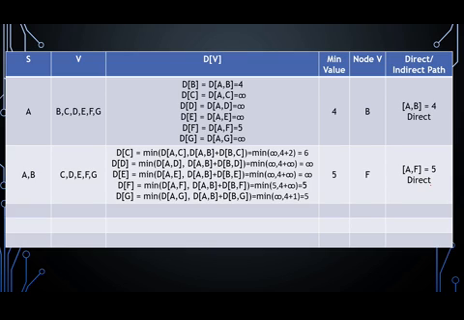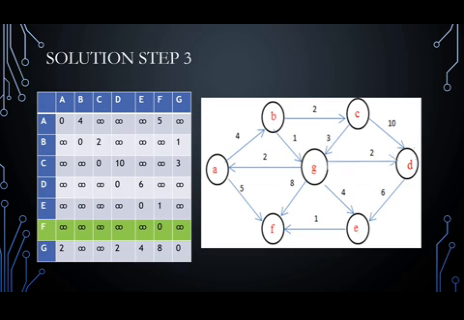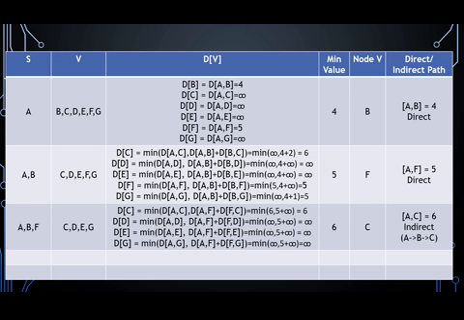Now F becomes added to the source. So I need to make a note of all the distances from F. Everything is infinity because there are no outgoing edges from F. So now A, B were already in the source. Now F gets added to the source. Remaining is C, D, E, G.